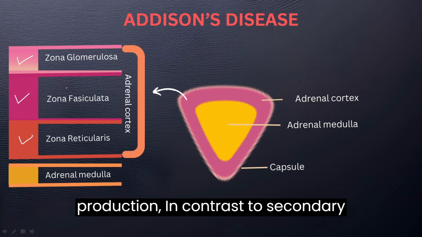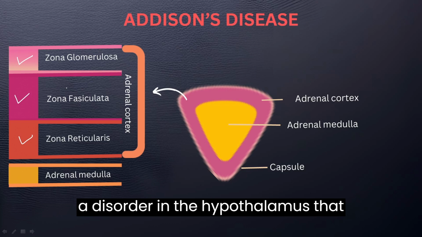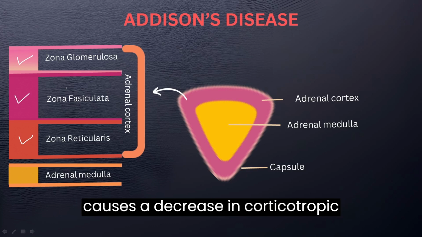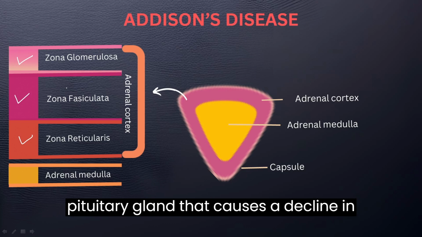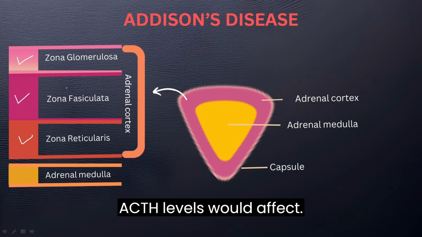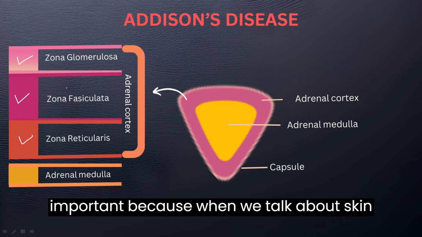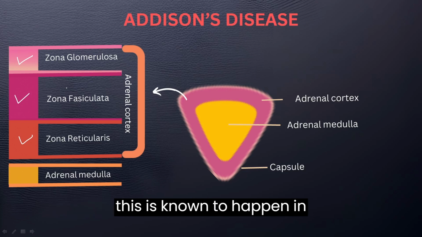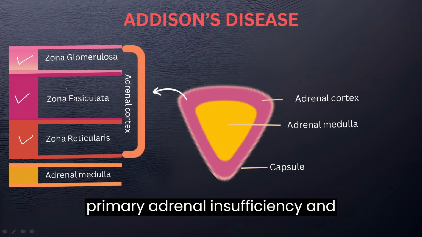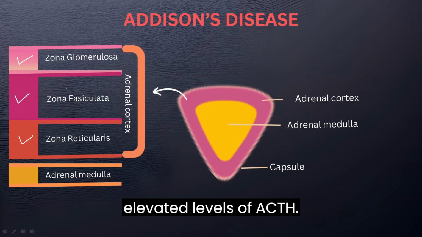In contrast, secondary adrenal insufficiency may span from a disorder in the hypothalamus that causes a decrease in corticotropin-releasing hormone, or a disorder in the pituitary gland that causes a decline in ACTH levels, which would affect the adrenal cortex. Now, this is important because skin or mucosal pigmentation is known to happen in primary adrenal insufficiency and not in secondary because of the elevated levels of ACTH.